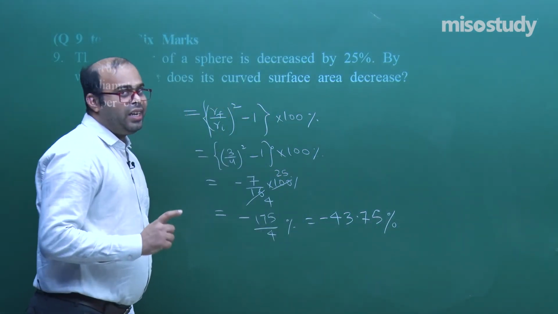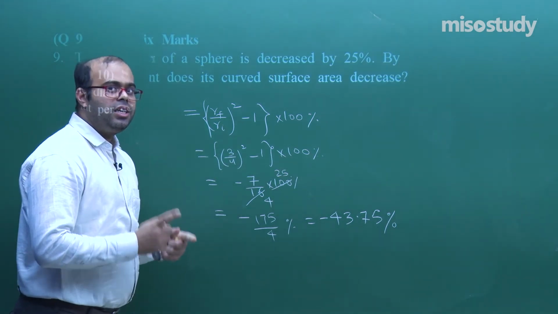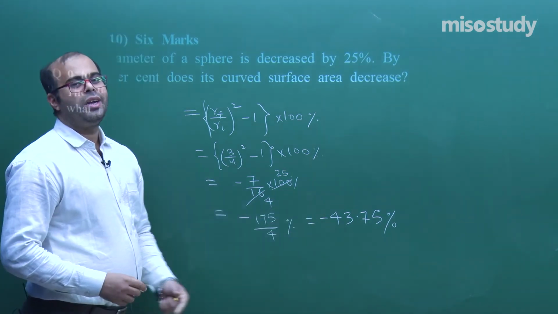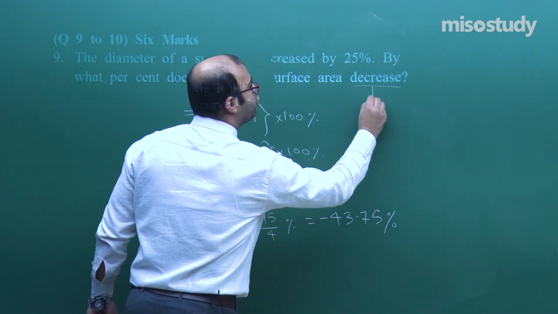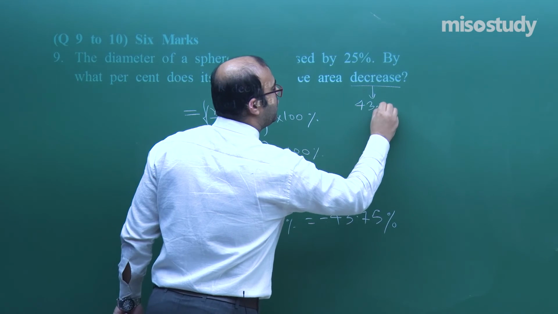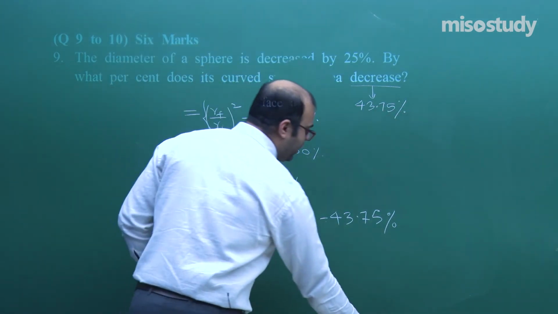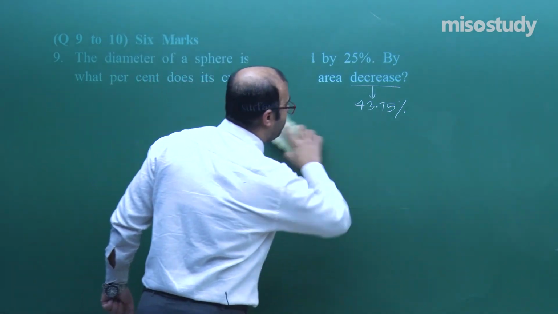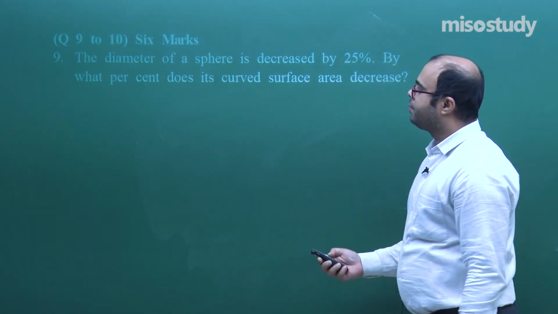So the decrease in surface area of the sphere when there is a decrease of 25% in the diameter is 43.75%. Here the word decrease is already used, so we need not put minus, we can directly say 43.75% is the decrease. If it is said what is the change, then we will say it is minus 43.75%. Okay students, let us see the next question.